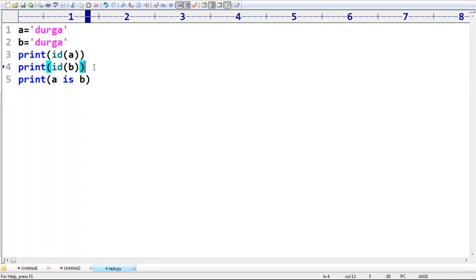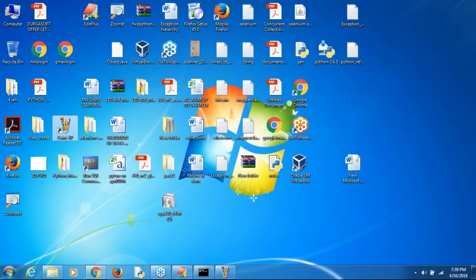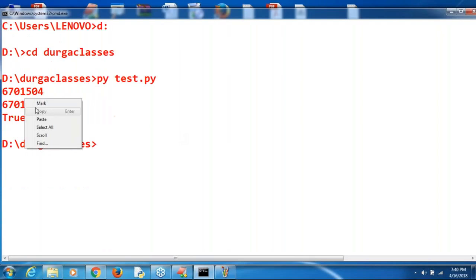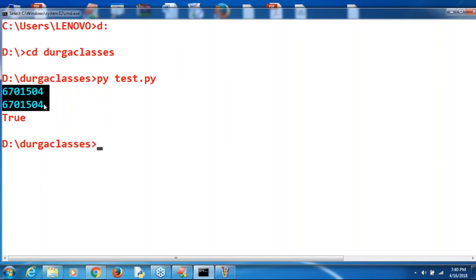Now observe very carefully about this terminology. Okay, py test.py. Sir, have you observed the address of the first one and the address of the second one? Both are the same, both are pointing to the same object. That's why True itself is the answer we are going to get.